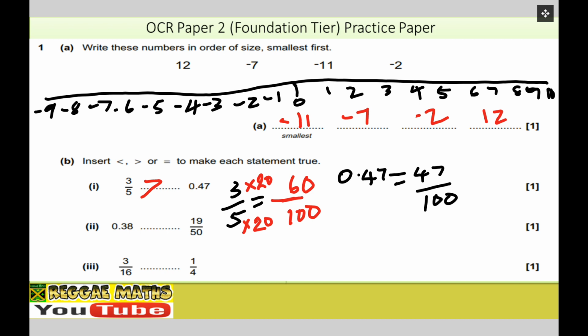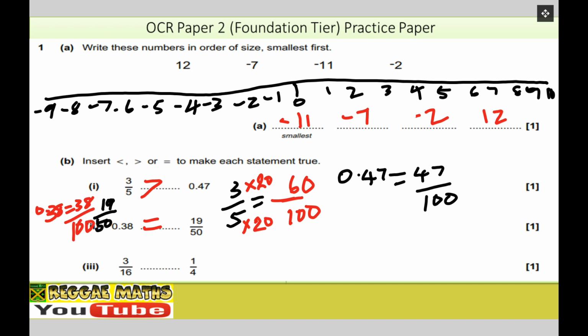The next one, again, we can write 0.38 as 38 over 100. Then I can ask, what can I do to simplify it? We can halve. So I can halve 38 to get 19, and halve 100 to get 50. Therefore, 0.38 is equal to 19 over 50.